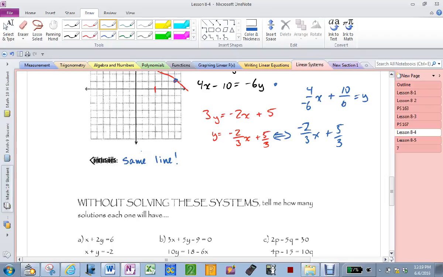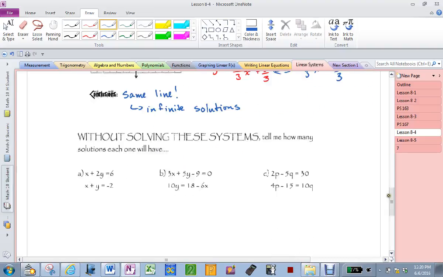Infinite. Every single solution of the red line is the solution of the blue line. And every single solution of the blue line is the solution of the red line. And since it's a line, it has infinite solutions. So therefore, same line, what does that mean? Infinite solutions.